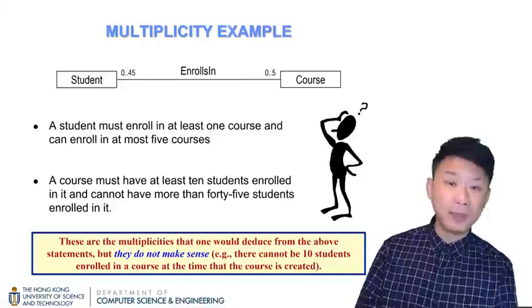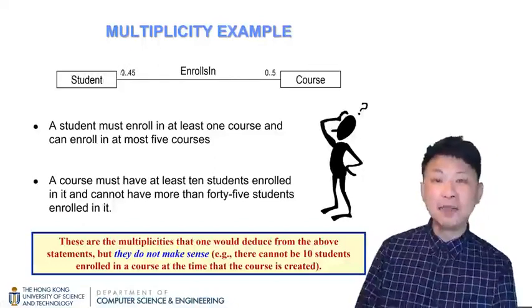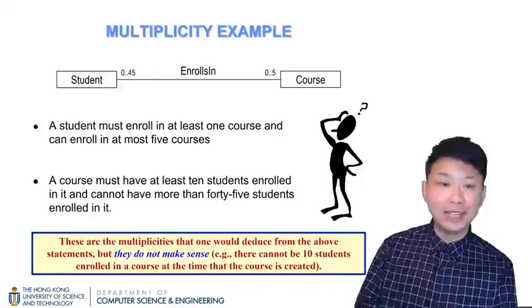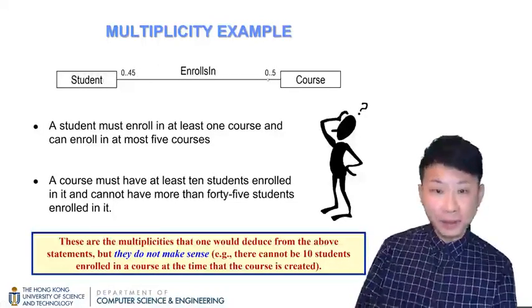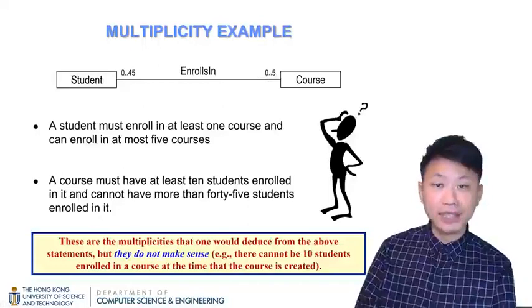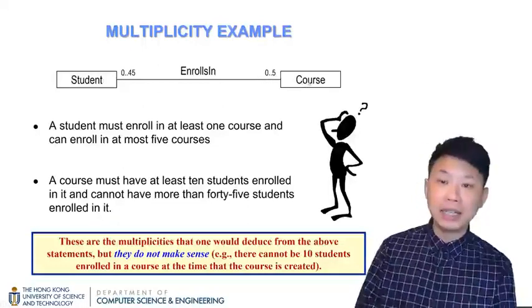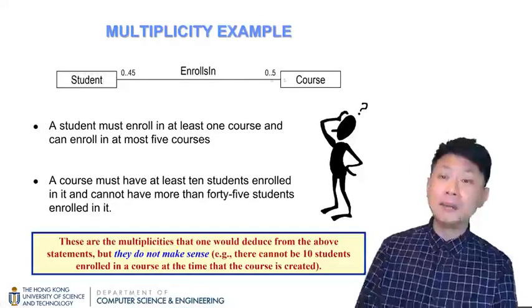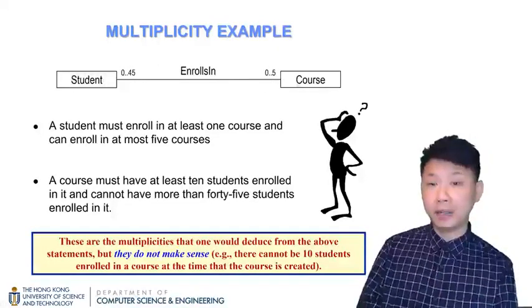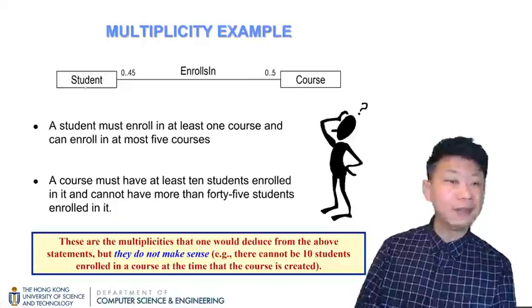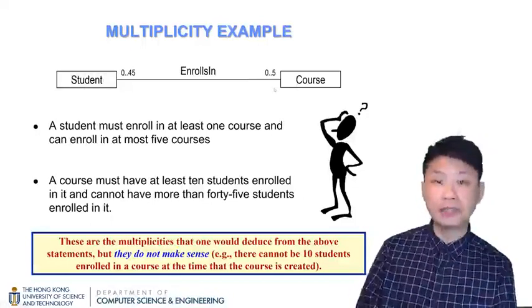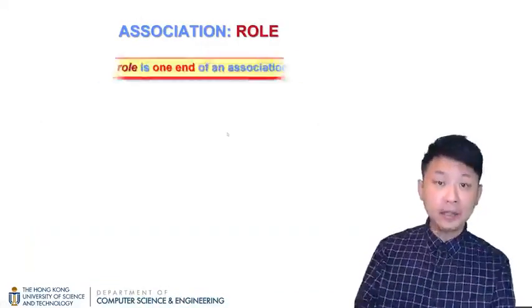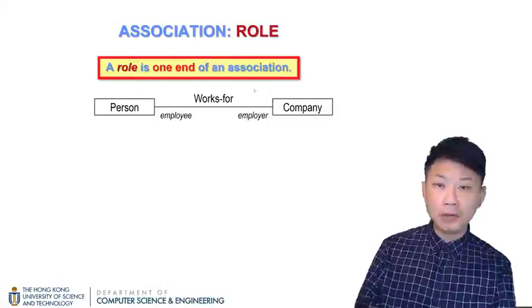But if we are talking about the multiplicity that we have to follow all the time, we have to relax the requirements, and make it so a student can enroll into 0 up to 5 courses, and a course may have 0 up to 45 students. Just because before the add drop, we may have no student in the course, and a student may enroll into no courses before the add drop.